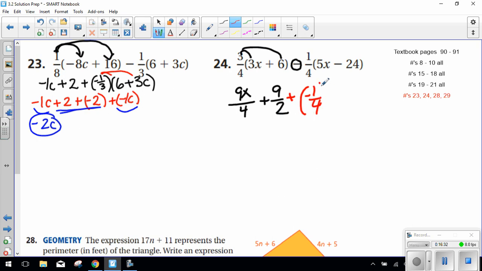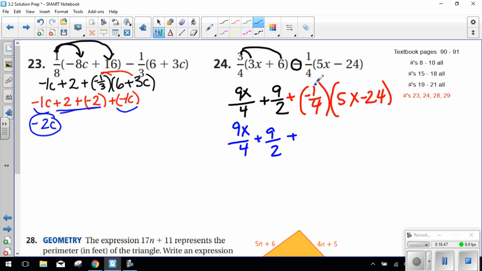negative 1/4. And I'm going to multiply that by 5x minus 24. We can change this minus later. So 9x over 4 plus 9/2 plus negative 1/4 times 5x is negative 5x over 4. Minus comes down. And then negative 1/4 times 24 is 6.